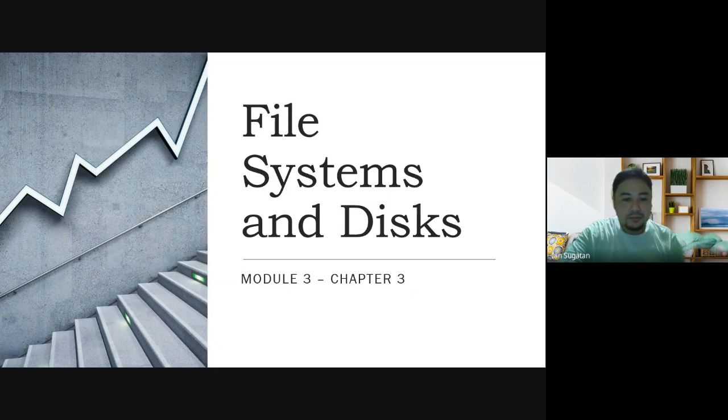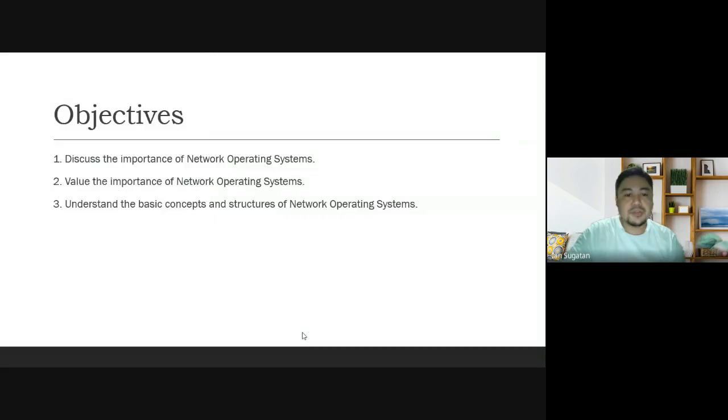Our discussion for this evening revolves around file systems and disks. This is just a review of what you have learned during your past subjects. Our objectives for this evening are as follows. Number one, discuss the importance of network operating systems. Number two, value the importance of network operating systems. And number three, understand the basic concepts and structures of operating systems.